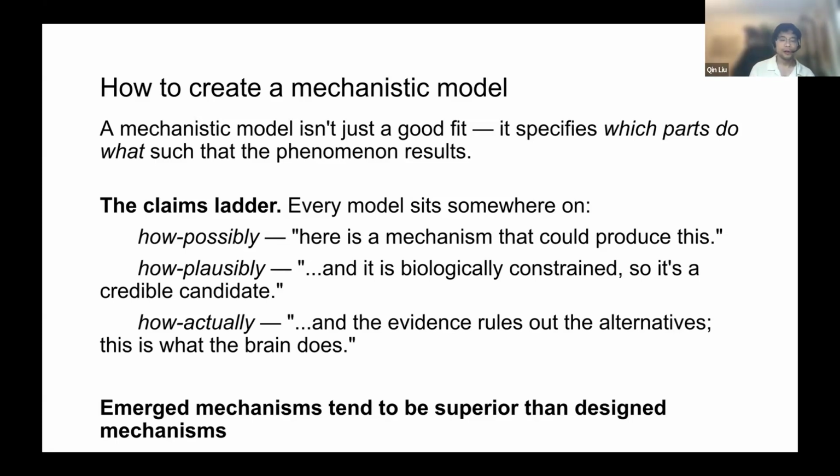And also, emerged mechanisms during simulation generally tend to be superior to those mechanisms that are designed to perform. This is because when you design your model to perform a mechanism, since we're doing computational work, you can have a lot of ways to produce that function or phenomenon. But emerging mechanisms tend to be on top of the designed mechanisms in that they can match the experiment data better.